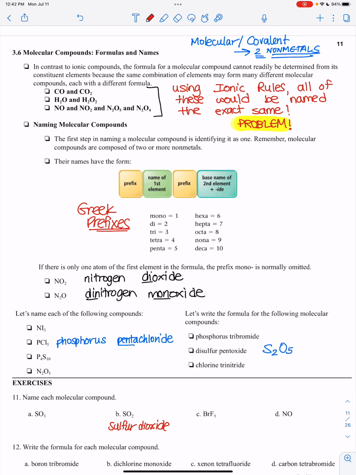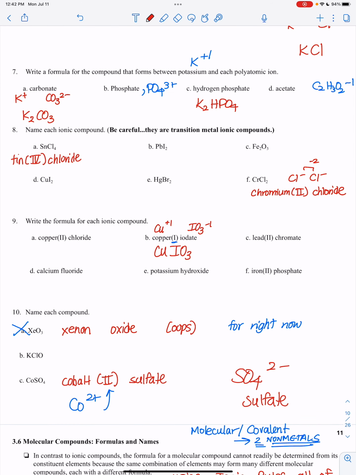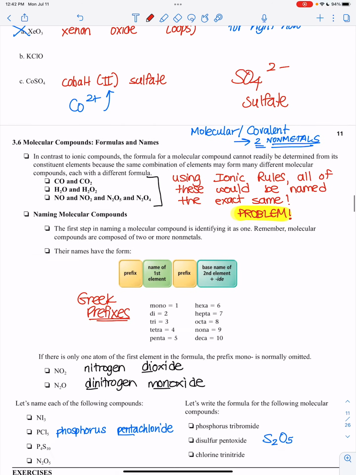Part 3, lecture part 4, where we're going to be talking about the naming and writing of molecular compounds. In the last video, we focused on talking about ionic compounds, and just to remind you, ionic compounds typically have a metal and non-metal, or there'll be a polyatomic ion in there. But now what happens if we are not talking about ionic compounds?